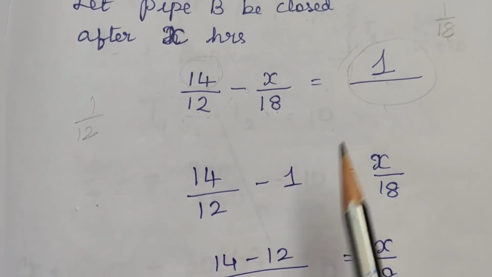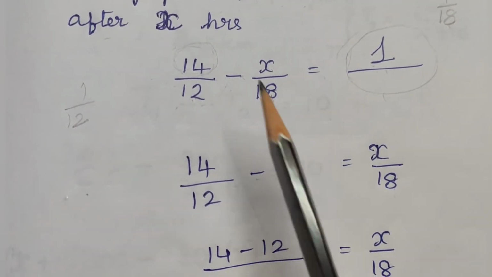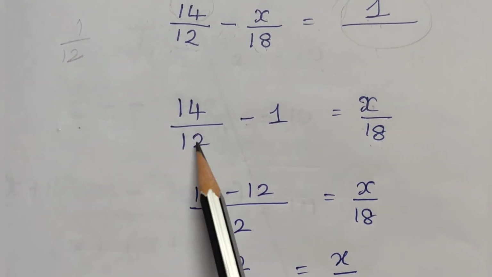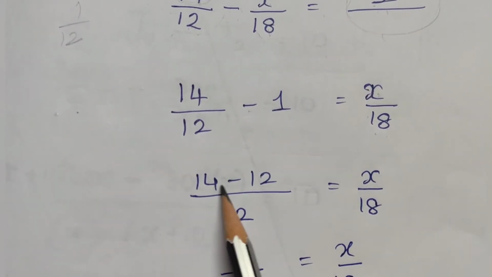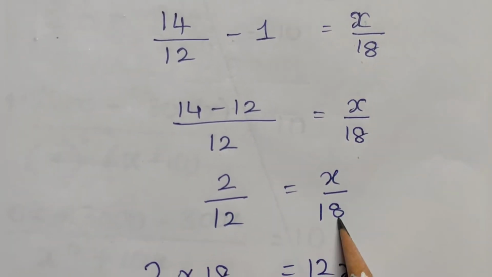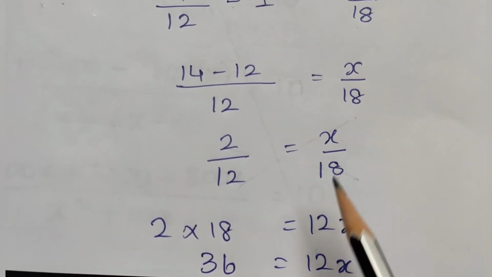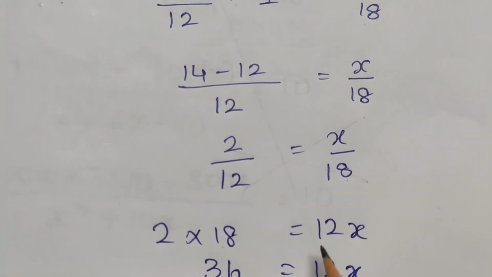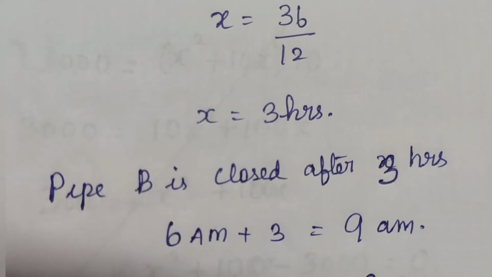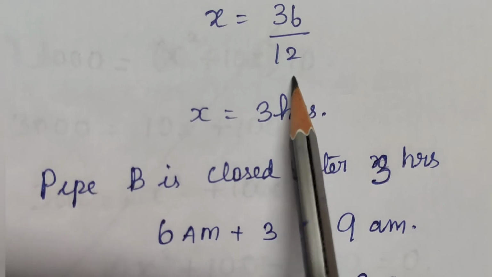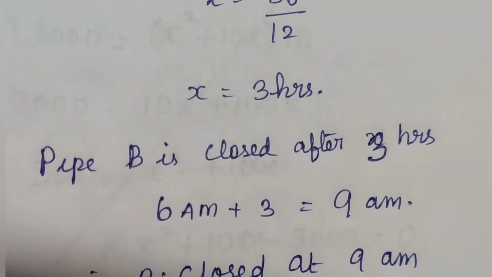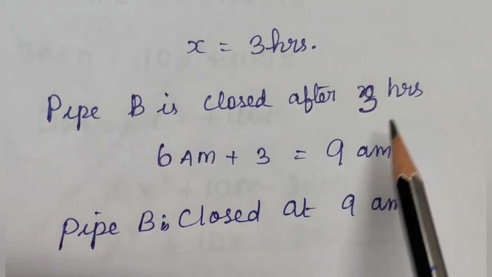So plus 1 when transported becomes minus 1. Minus X by 18 when transported becomes plus X by 18. So taking LCM 12, (14 minus 12) by 12 equals X by 18. Now we get 2 by 12 equals X by 18. Cross multiplication: 2 into 18 equals 12 into X, which is 36 equals 12X. Thus X equals 36 divided by 12, which is 3 hours. Which means pipe B is closed after 3 hours.